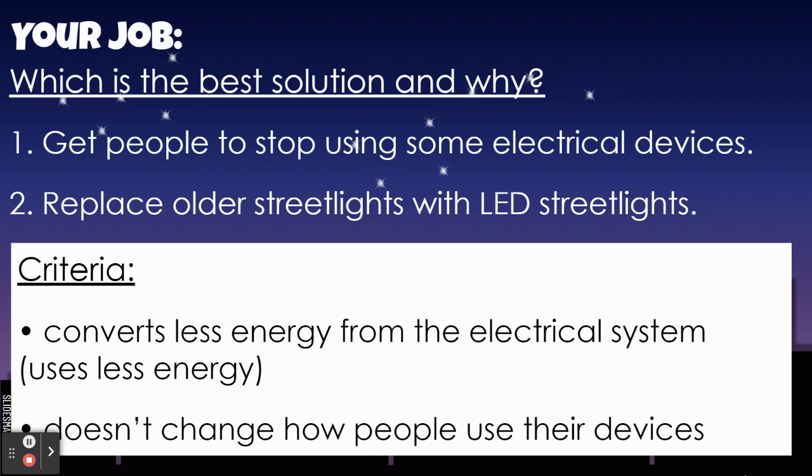If you chose number 2, that's probably the best solution, replacing older streetlights with LED streetlights. Because the first one, do you think it would be easy to get people to stop using some of their electrical devices? Do you think you could come up to someone and say, you know what, today you can't use your microwave to cook anything. It uses too much energy. Or you could say, you know, you can't work today because you can't use your computer. It uses too much electricity. We can't really enforce something like that. Can you go into people's homes and say, no lights today, you're breaking the rules, don't turn on the lights? I don't think so. You can't say that to people. So I don't think number 1 meets our criteria.